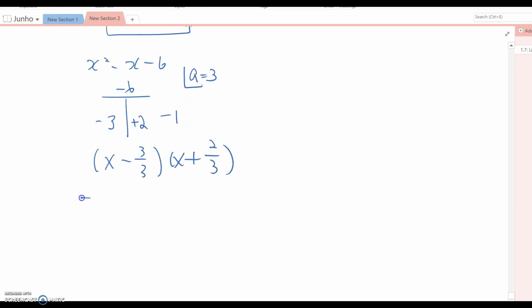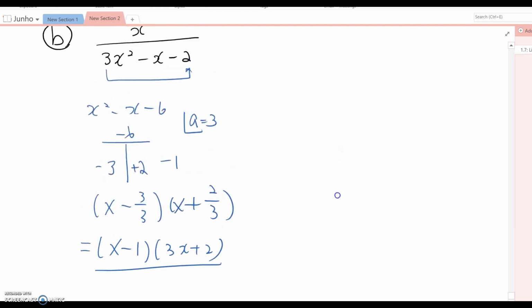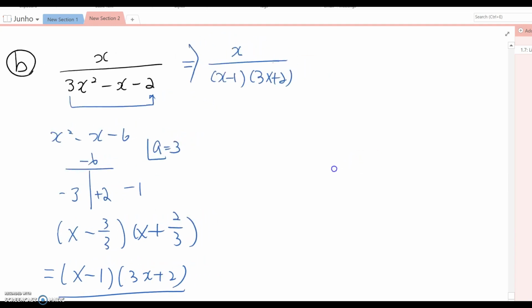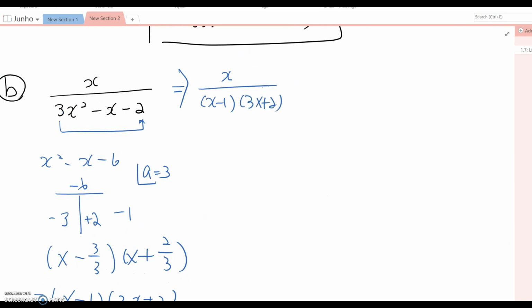Therefore the factoring form is x minus 1 and then 3x plus 2, right? So this rational expression, you can rewrite as x over x minus 1 times 3x plus 2. Okay, so that's our starting point. You need to do this before we even start. Now we're going to find the partial fraction of this expression.